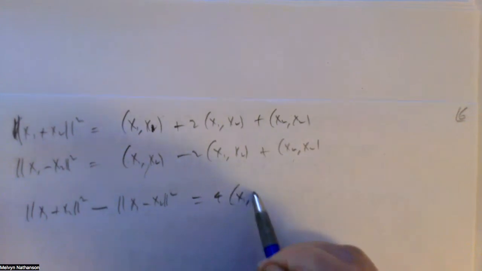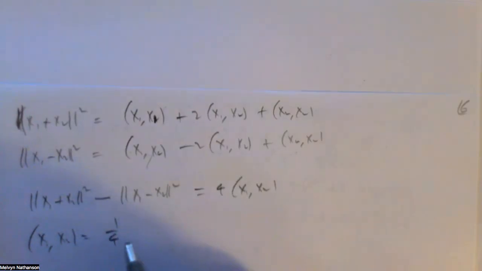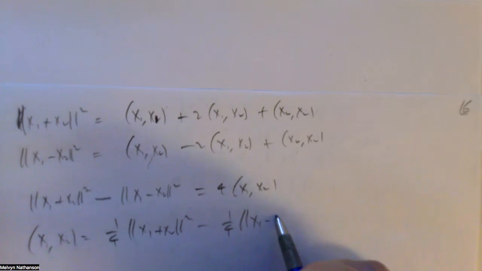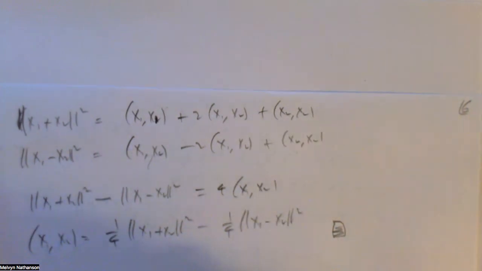This is 4 times the inner product of x1 and x2. So if I just divide by 4, ⟨x1, x2⟩ is a fourth the length of x1 plus x2 squared minus a fourth the length of x1 minus x2 squared. And that's the end of the proof. This is the polarization identity.